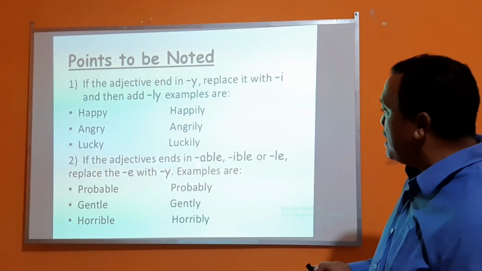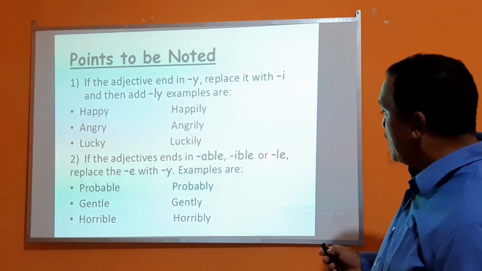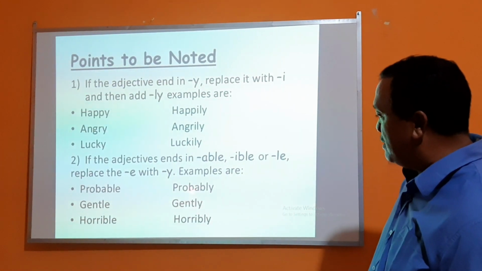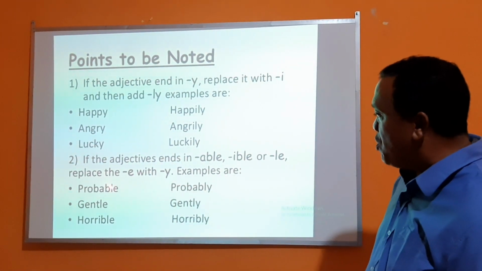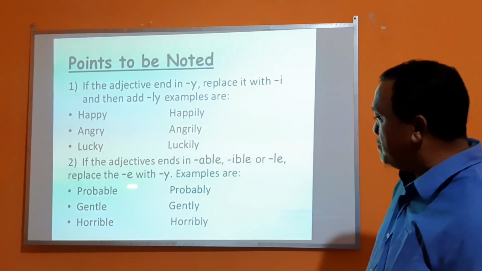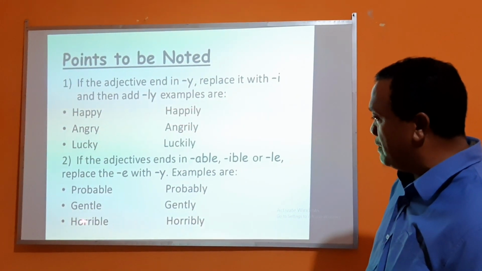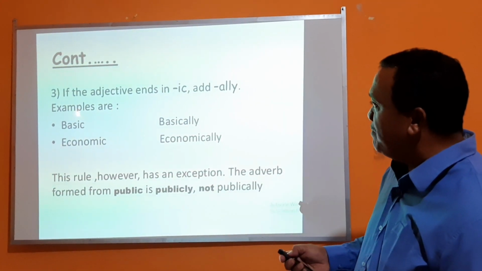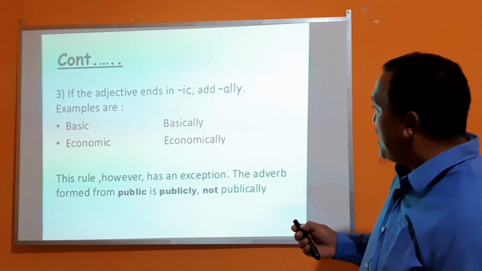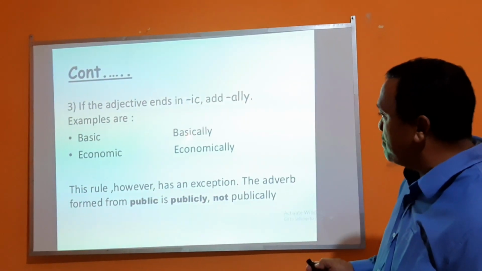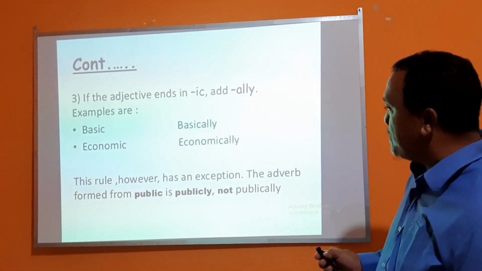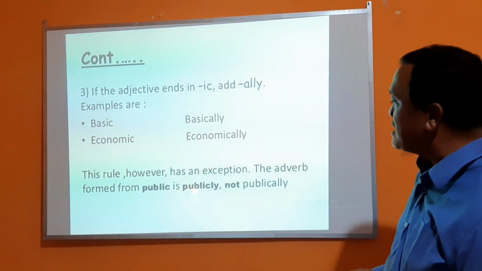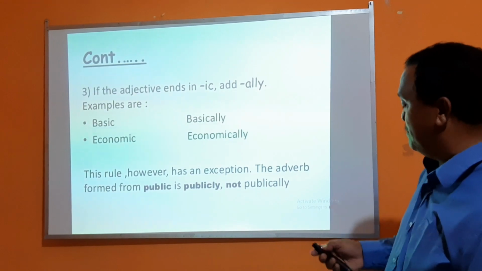Number 2, if the adjective ends in able or le, replace the e with y. Examples are probable becomes probably. No e anymore. Yeah? So probable becomes probably. Gentle becomes gently. Horrible becomes horribly. You can say if the adjectives end in ic, add ally. Examples are basic becomes basically, economic becomes economically. This rule, however, has an exception. The adverb formed from public is publicly, not publically.